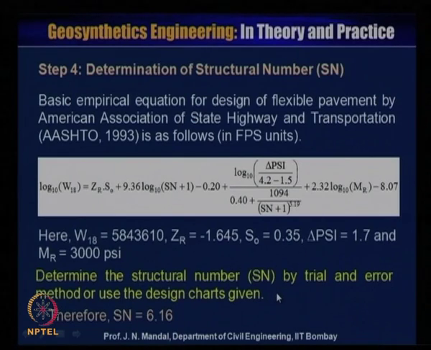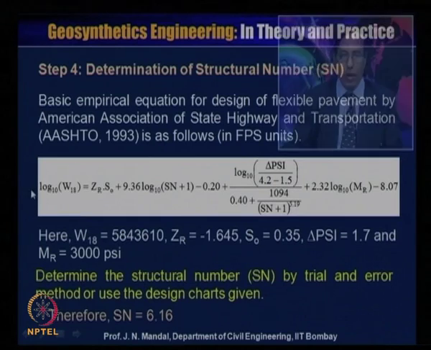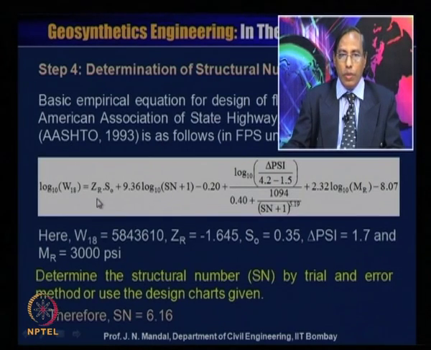Step 4, determination of structural number, that is SN. The basic empirical equation for design of the flexible pavement by American Association of State Highway and Transportation Officials, AASHTO 1993, is as follows in FPS unit. log10 W18 is equal to ZR into S0 plus 9.36 into log10 (SN plus 1) minus 0.20 plus log10 of (delta PSI divided by (4.2 minus 1.5)) divided by (0.40 plus 1094 divided by (SN plus 1) to the power 5.19) plus 2.32 into log10 MR minus 8.07.